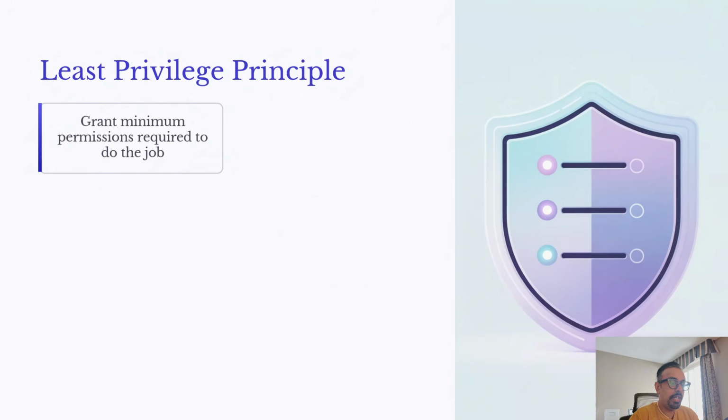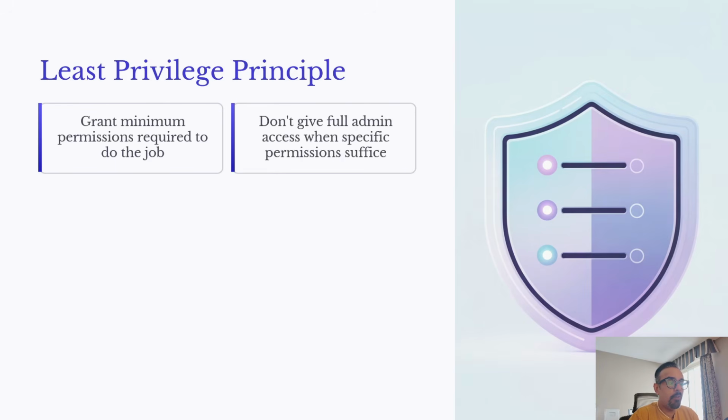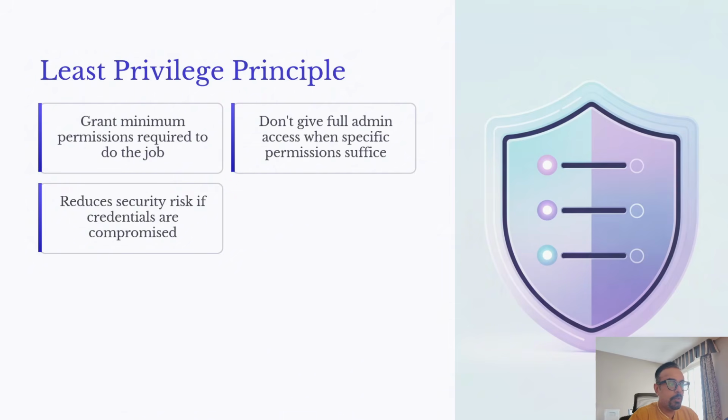If a training job only reads from one S3 bucket, don't give it access to every bucket in your account. Don't give full admin access when specific permissions suffice. It's tempting to grant broad permissions to avoid troubleshooting access errors, but full admin access means unrestricted control over your entire AWS account. One compromised credential and it could delete everything, launch expensive resources, or expose all of your data. So reduce security risk if credentials are compromised.